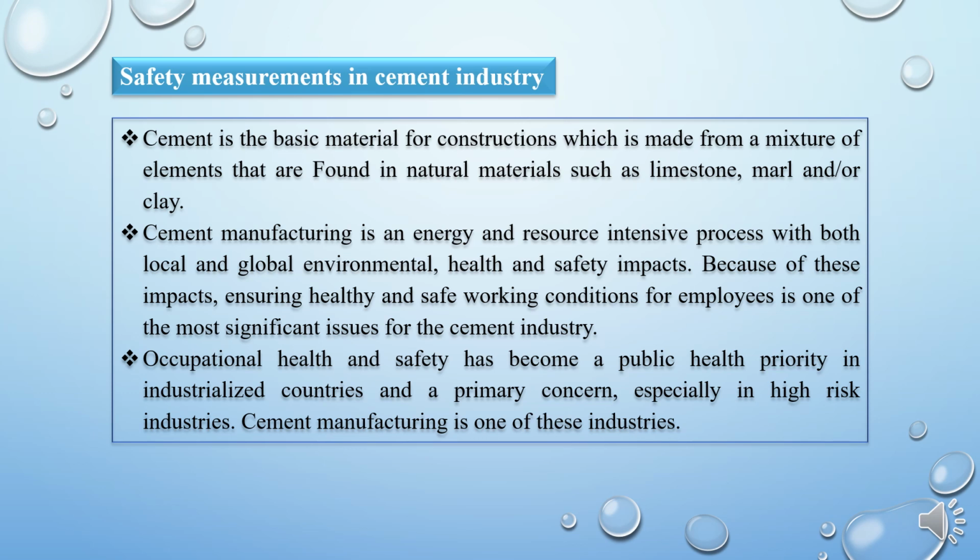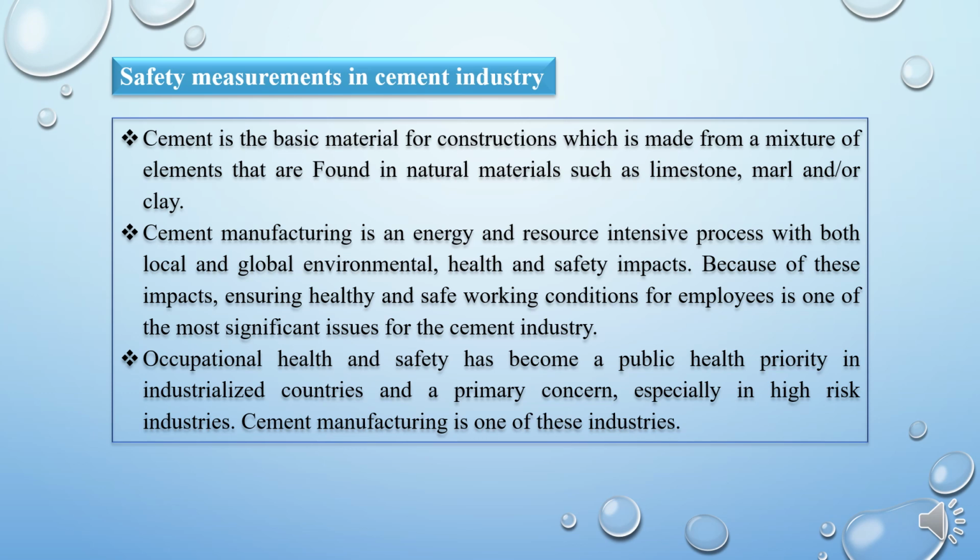Now, there are some safety measurements in the cement industry. So first of all, keeping in mind that cement is a basic material for construction, it is necessary for the industry to take care of the health of its employees. If it will not take care of the health of employees, then it will be the main issue for the industries. Students, cement is made from a mixture of elements that are found in the environment in natural materials such as limestone, marl, or clay. Cement manufacturing is an energy and resource-intensive process with both local and global environmental, health and safety impacts. Because of these impacts, ensuring health and safe working conditions for the employees is one of the most significant issues for the cement industry.